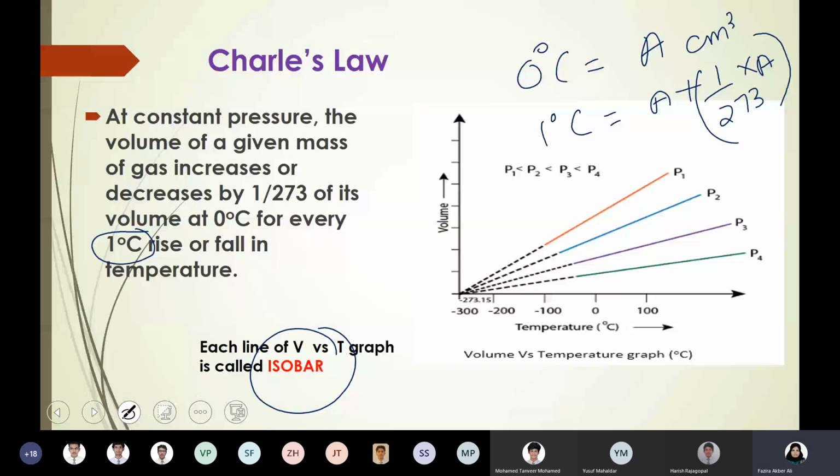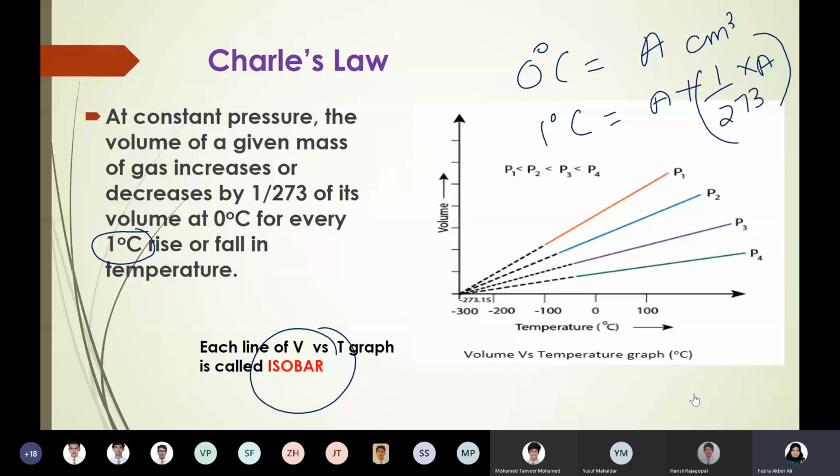What do you mean by isobar? In Charles' law, what was kept constant? Pressure, right? So isobar: iso means same. Bar is actually a unit of pressure. That is why isobar means same pressure.